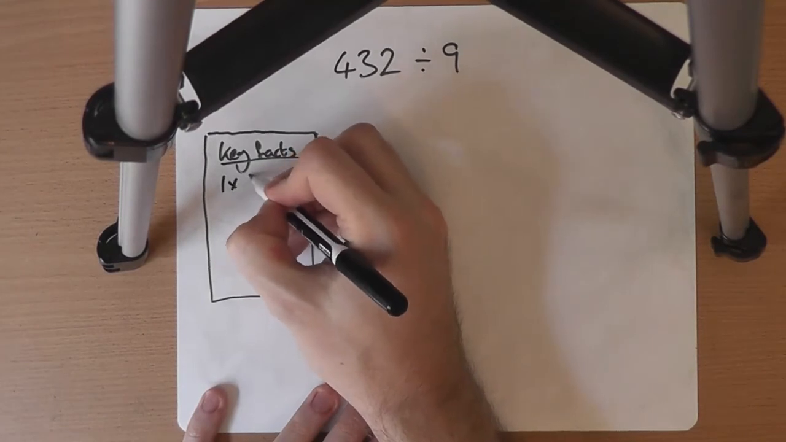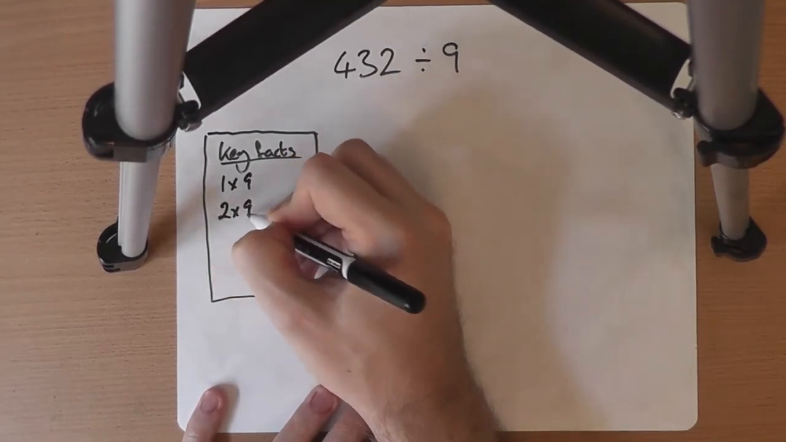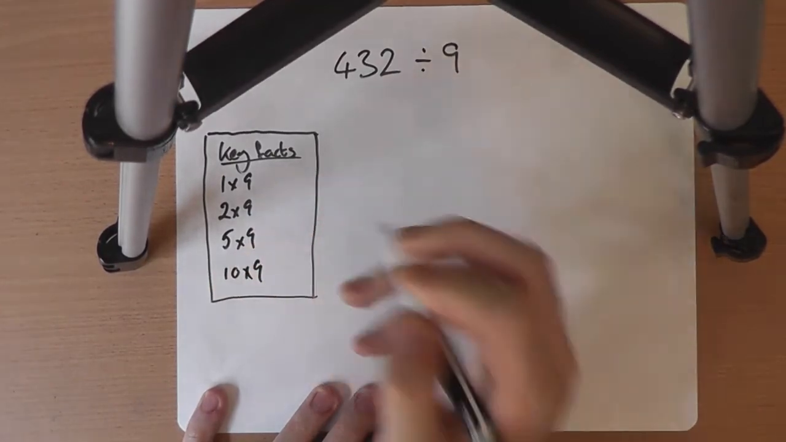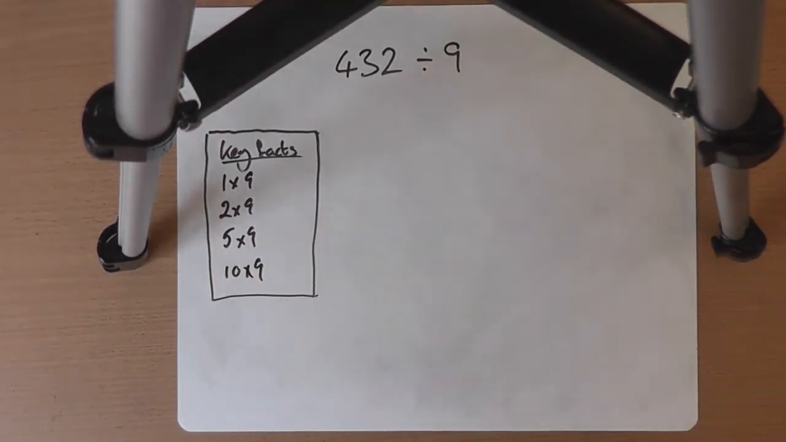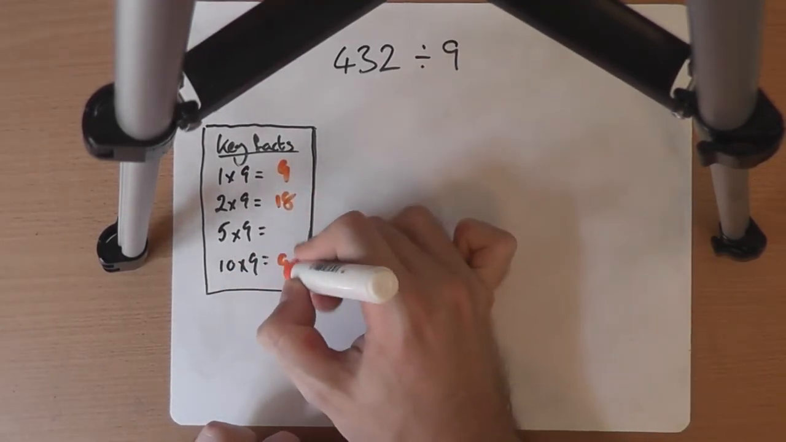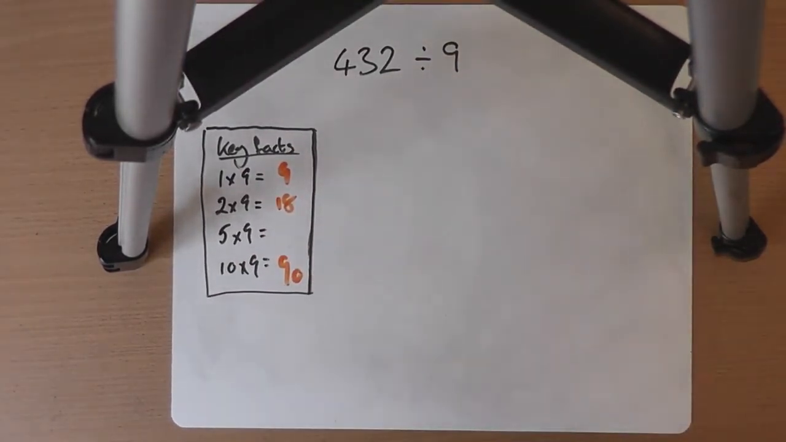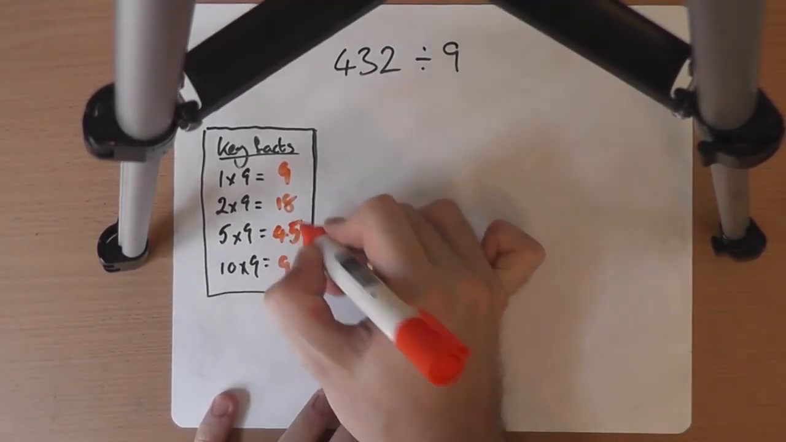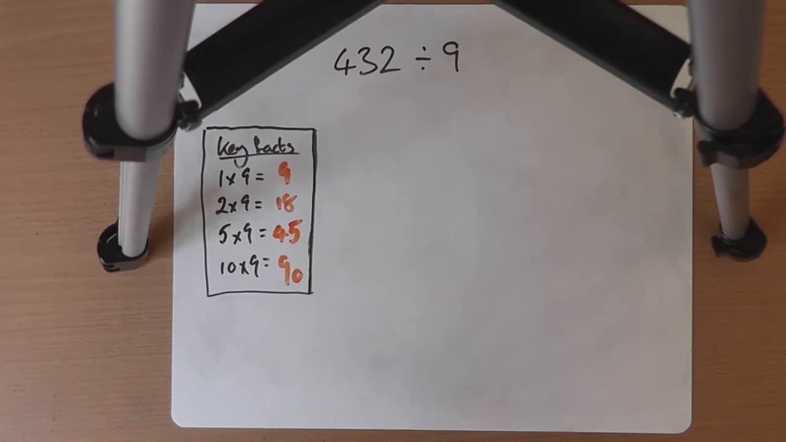I am going to choose to do 1 lot of 9, 2 lots of 9, 5 lots of 9, and 10 lots of 9. Why? Because they are all reasonably easy to work out. 1 9, 9. 2 9s are 18, 10 9s are 90, and 5 9s, half of the 90, would be 45. So we've set up our bank of key facts.